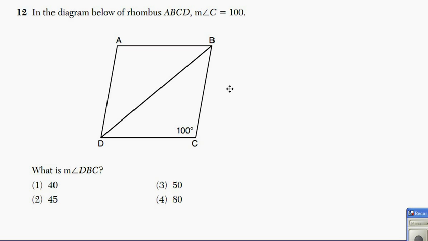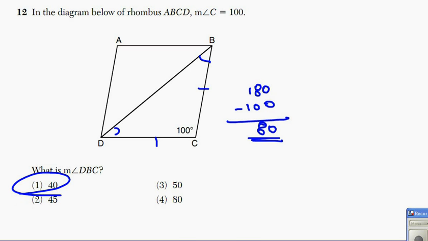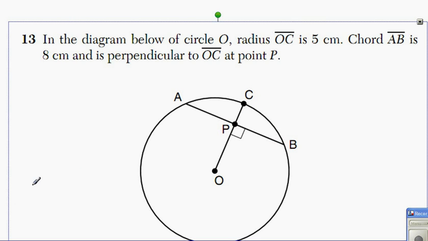So C is equal to 100. Then what's the measure of angle DBC? Here, this side is in fact equal to this side, which makes this triangle an isosceles triangle. So 180 minus 100 would have given us 80. But that 80 is in fact the sum of these two congruent angles, so when you divide it by 2, you will get 40 as your final answer.